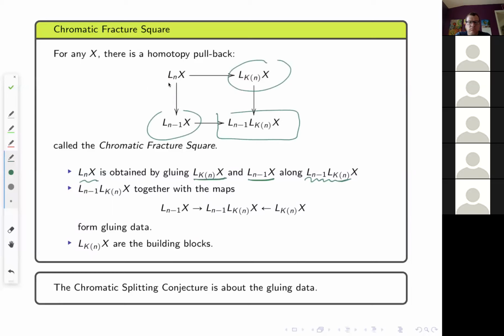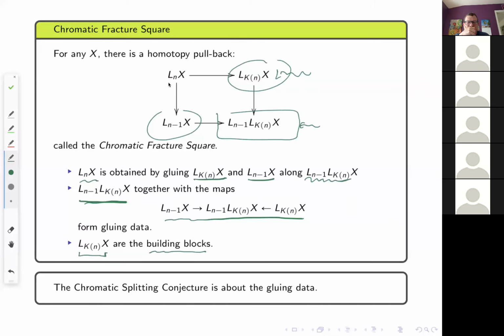So you want to think about this corner here, L_{n-1} L_{K(n)} X, together with these maps as forming the gluing data for the fracture square. And this L_{K(n)} here is like the building blocks that allow you to go from chromatic level n-1 to chromatic level n. So if you can get your hands on the building block and you can understand the gluing data, then you can proceed in your inductive approach to understanding the p-localization of X. Okay.